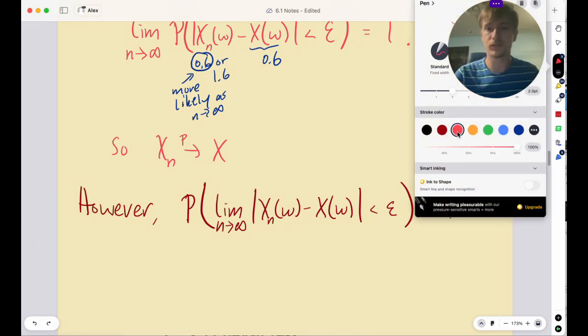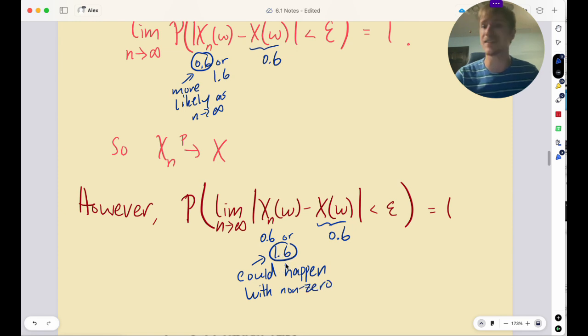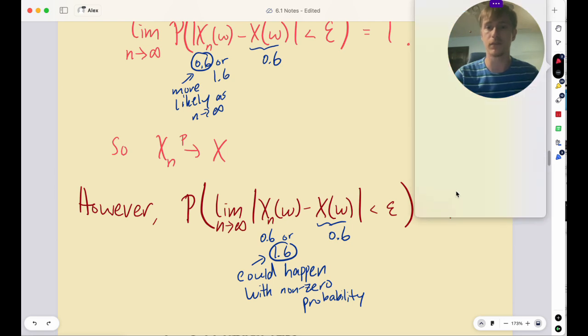Okay, so again, this was still our 0.6. This is still 0.6 or 1.6, where this could happen. And in fact, it does happen with non-zero probability. Doesn't matter how big your n is. It doesn't matter how small your epsilon is. Eventually, you're going to run into a situation where the indicator function is 1, in which case this happens. So whatever epsilon you pick, it's not going to hold for all of them. So the probability of this occurring can't be 1, so this statement is false.